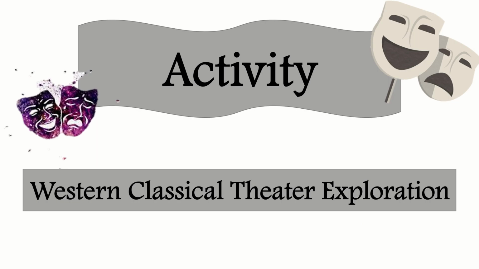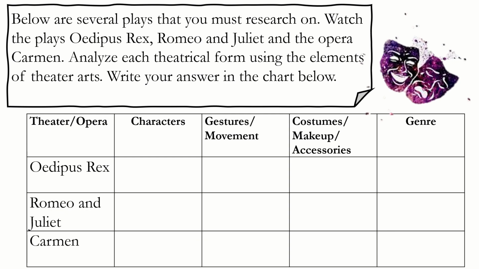We are now done with discussion. Let's have an activity. This activity is called the Western Classical Theater Exploration. Below are several plays that you must research on. Watch the plays Oedipus Rex, Romeo and Juliet, and the opera Carmen. Analyze each theatrical form using the elements of theater arts. Write your answers in the chart below.